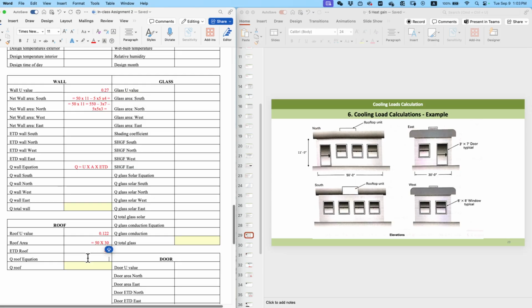And what's the roof equation? Same as the wall, we already know, U by A by ETD. And then you can get the total Q for roof. So stop the video, finish roof, and then let's start the next one.